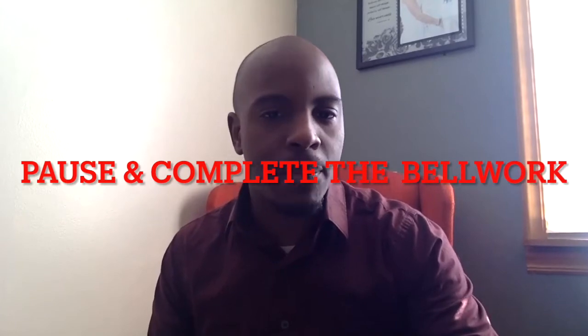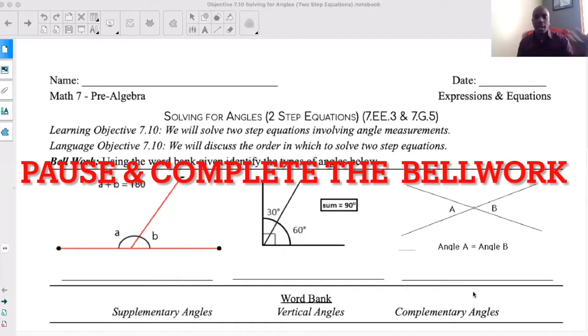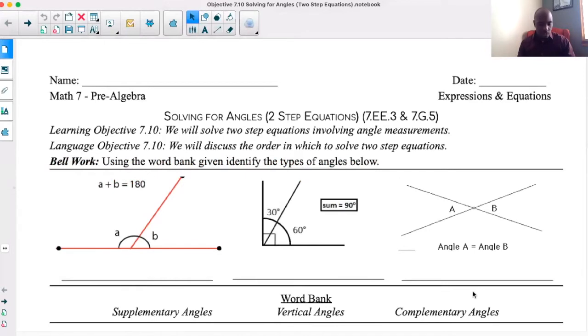If you have the packet, please look on. If you do want to look online, that's fine as well. Here we go. We have solving for angles. So we're going to end up solving for angles using two-step equations. But before we do so, I do need to refresh you on types of angles. So take a moment to pause the video and complete the bell work.